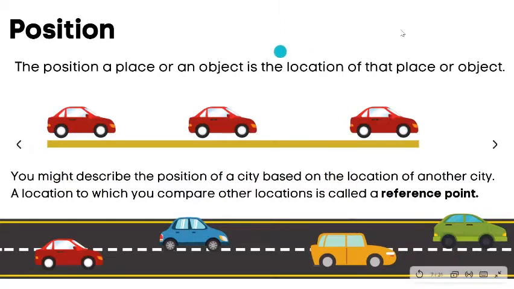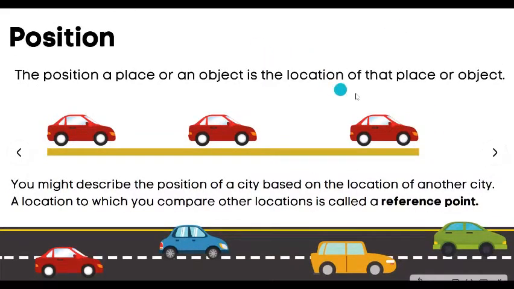The position of a place or an object is the location of that place or object. You might describe the position of this city based on the location of another city, or a location to which you compare other locations is called a reference point. So for example, the first car in reference to the second car has a distance of, for example, 2 meters. That is what we call position. So you have here a reference point to locate the object or the place where the object is located.